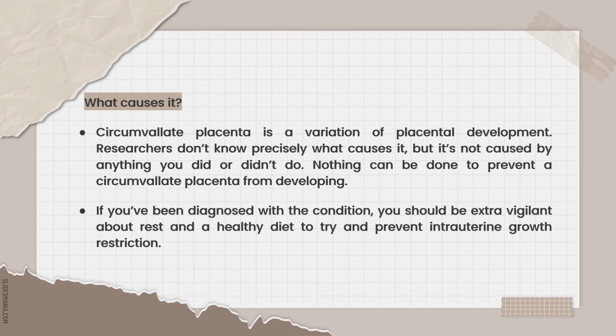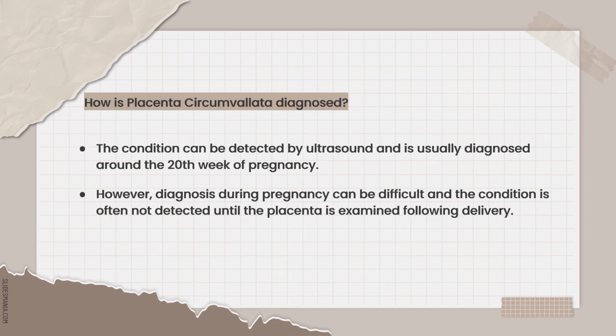If you've been diagnosed with the condition, you should be extra vigilant about rest and a healthy diet to try and prevent intrauterine growth restriction. How is placenta circumvallata diagnosed? The condition can be detected by ultrasound and is usually diagnosed around the 20th week of pregnancy. However, diagnosis during pregnancy can be difficult and the condition is often not detected until the placenta is examined following delivery.